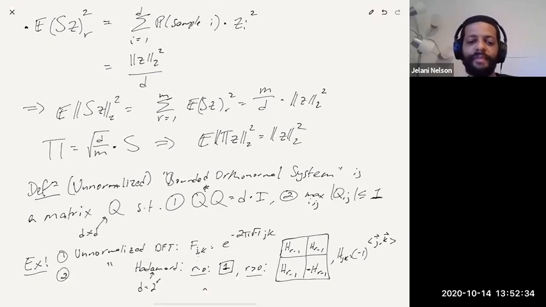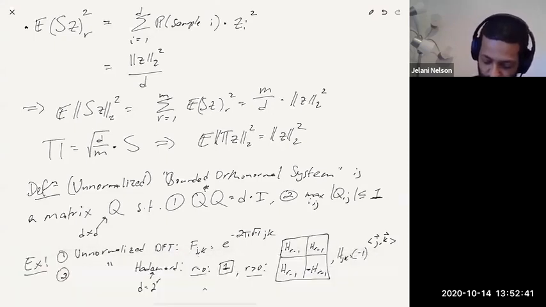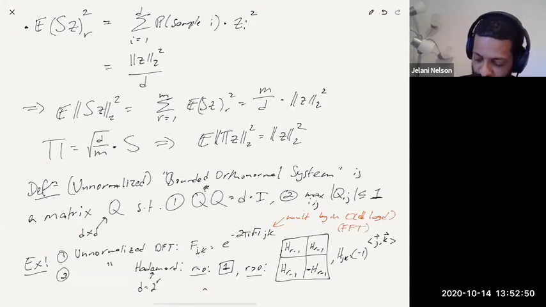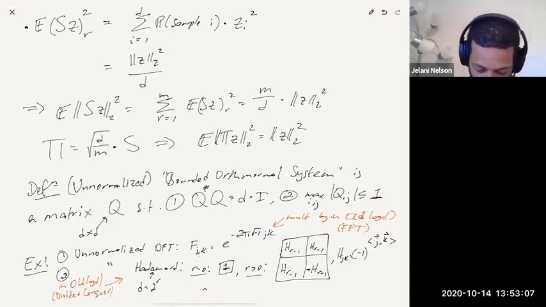So these are two examples, the DFT and the Hadamard, and both of these examples are nice in that you can multiply by them very quickly. The DFT you can multiply by in O of d log d. This is the algorithm known as the fast Fourier transform. And then this Hadamard you can multiply also in d log d. Let me not go through it here, but this is a very simple divide and conquer algorithm. I'll let you think about that offline if you want.